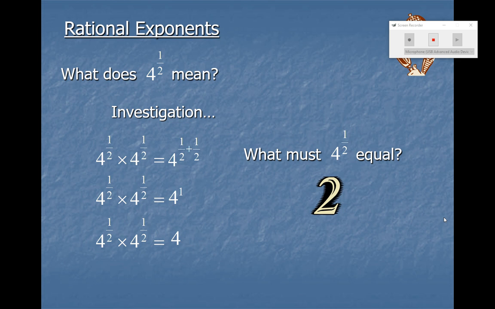It's got to be the same thing multiplied by itself equals 4. And the only number that does that is 2. 4 to the 1/2 equals 2. Remember that. And then we'll do another slide of investigation.